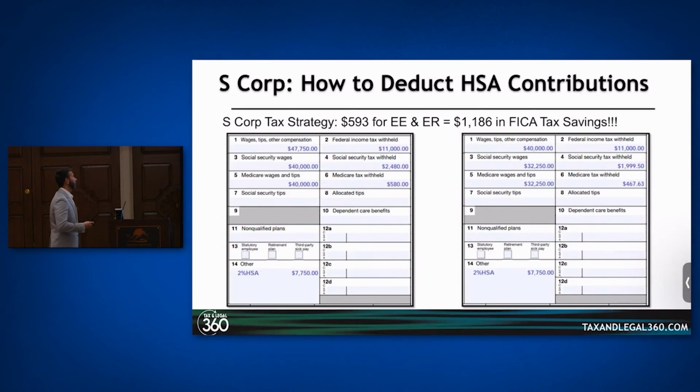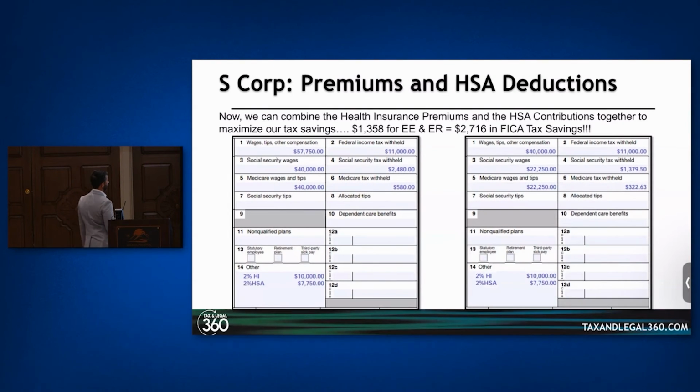Okay. Now, it's going to get wild, okay? So far, we have this with just your health insurance premiums and HSA premiums, and it's already saving you $2,700 per year. That's what I love about this strategy. It's not a one-time thing. You're going to be saving this money for either yourself or your clients every single year.